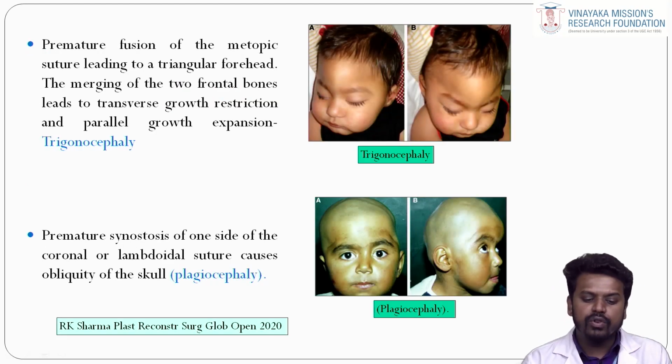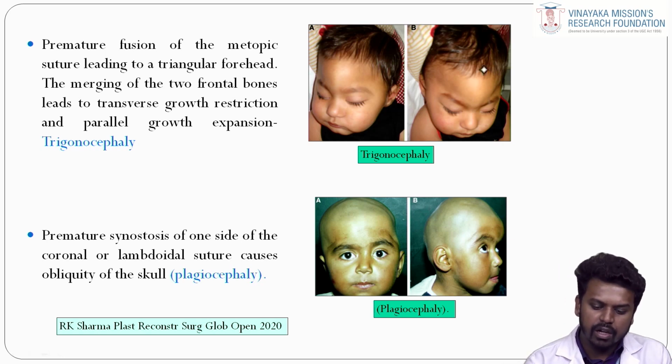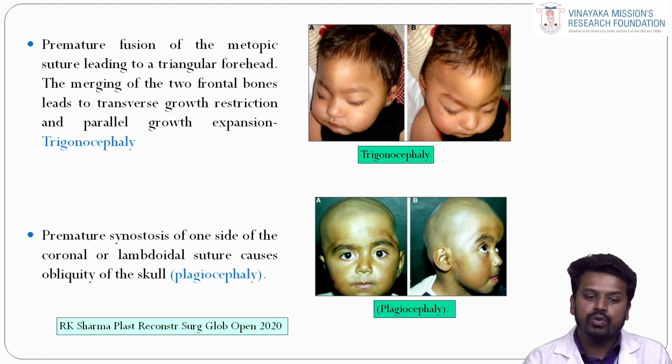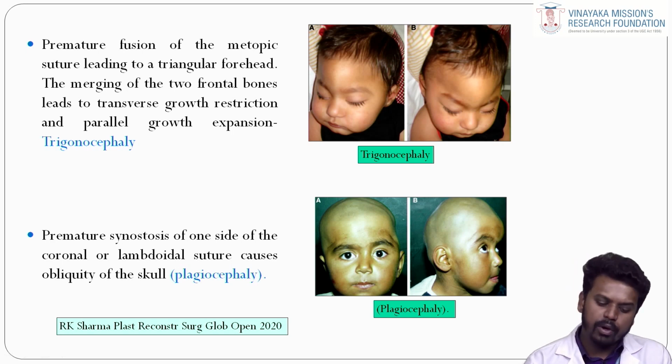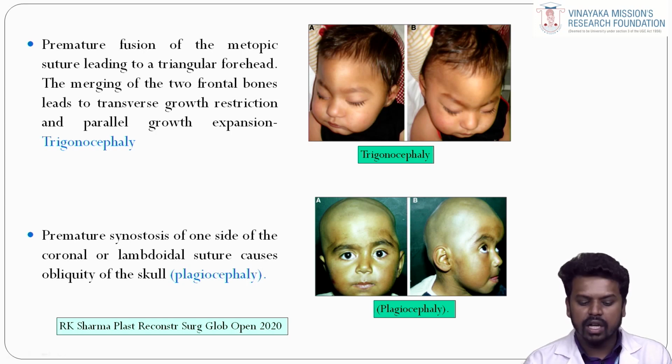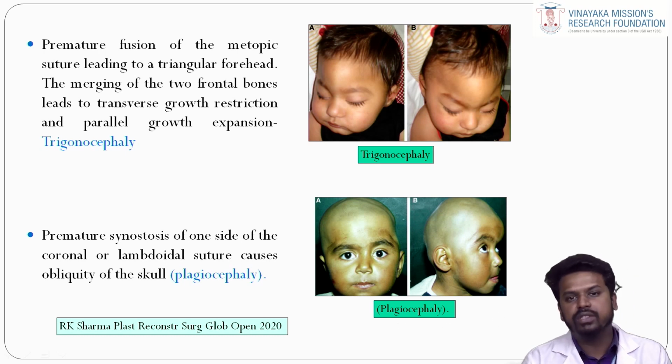Premature fusion of the metopic suture leads to a triangular forehead. You can see a triangle forehead here, and the merging of the two frontal bones leads to transverse growth restriction and parallel growth expansion. It is known as trigonocephaly, like trigonometry, which deals with triangles. This is the triangle-shaped forehead. Premature synostosis of one side of the coronal or lambdoid suture causes obliquity of the skull, a deformity known as plagiocephaly.